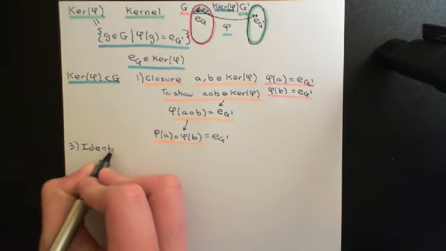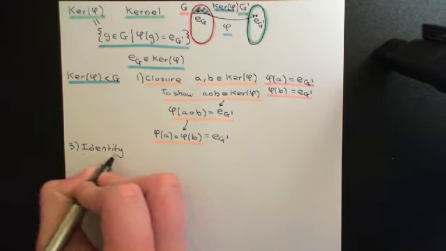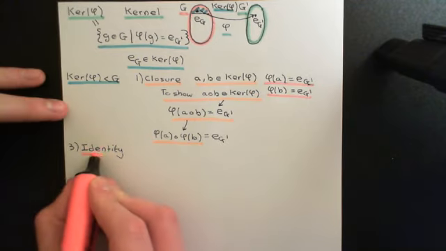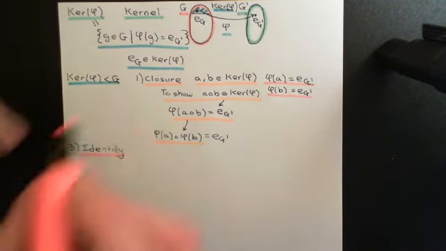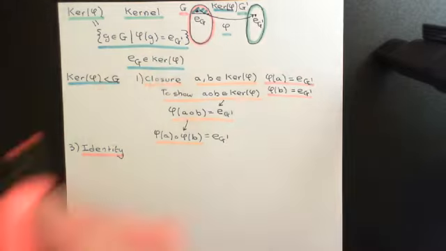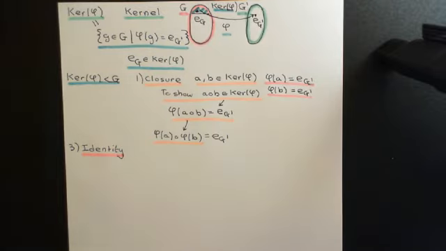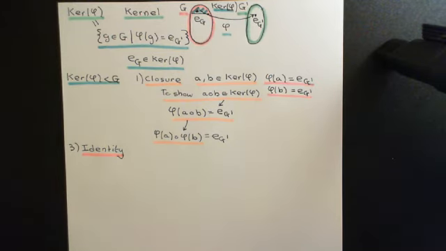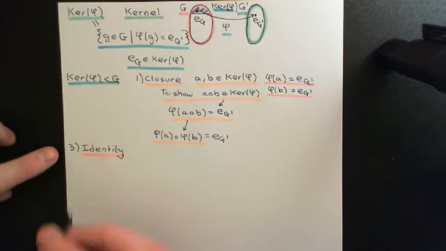Okay, we need to know that the identity element of the domain group is an element of this subset, the kernel of the homomorphism, but we've already seen that. Okay, the identity element in the domain group is absolutely always mapped onto the identity element in the codomain group. That was one of those theorems that we proved earlier on. Okay, which means that the identity element in the domain group is always an element of the kernel of the homomorphism, so we don't need to worry about that one.